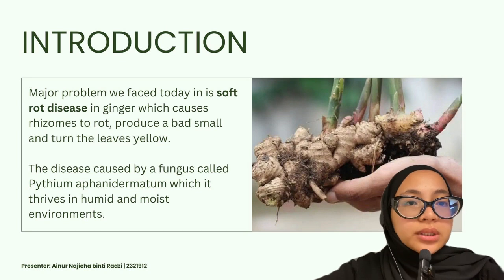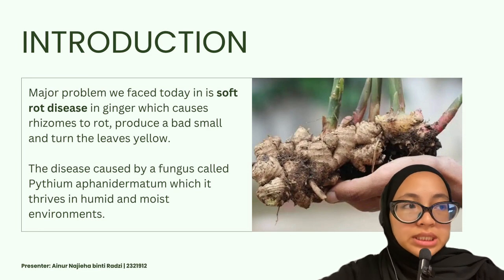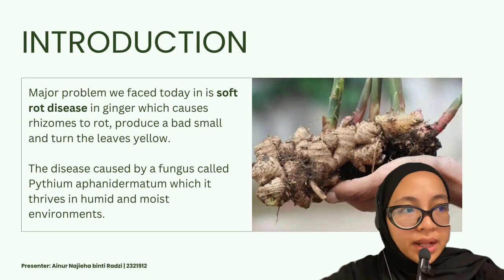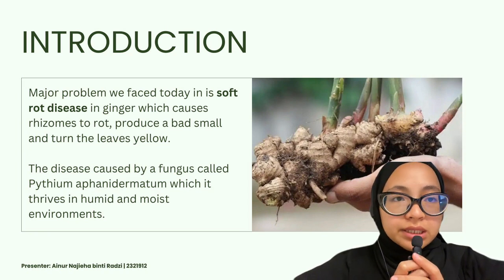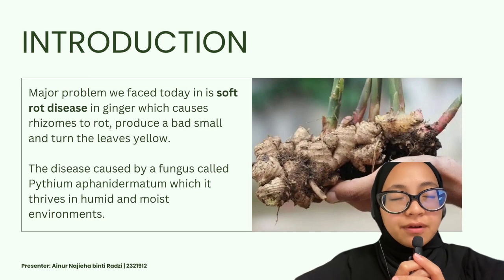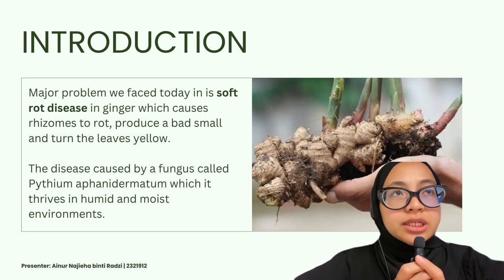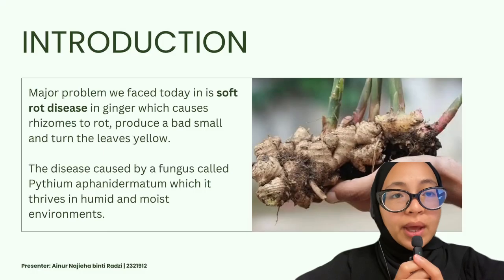Ginger is an important crop known for its nutritional, medicinal, and economic value. However, it faces a major problem, which is soft rot disease. Soft rot disease causes the rhizome to rot, produce a bad smell, and turn the leaves yellow. This disease is mainly caused by a fungus called Pythium aphanidermatum, which thrives in humid and moist environments, especially during transport and storage. As the infection progresses, it not only reduces the market quality, but also reduces its phytochemical and medicinal properties, including valuable bioactive compounds.